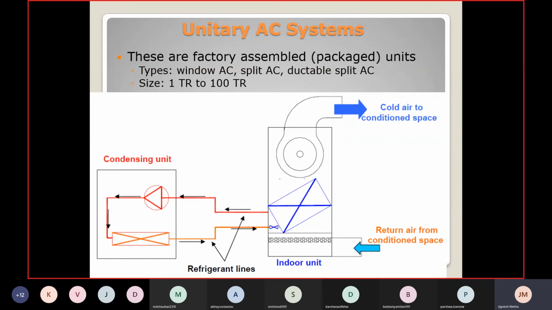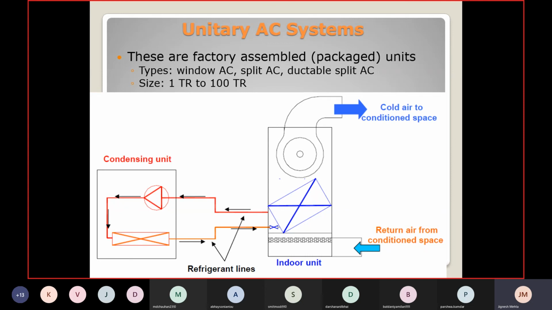Now unitary air conditioning systems. These are actually the package units, the factory assembled units, and the very common things that you see around you, the window ACs and split ACs, fall under this category. And there is also one variety called ductable split AC, which is a bit bigger in size. The split AC that you use at home or in small facilities is not ductable. So the outlet of the indoor unit or the cooling unit, you cannot connect a duct with that.